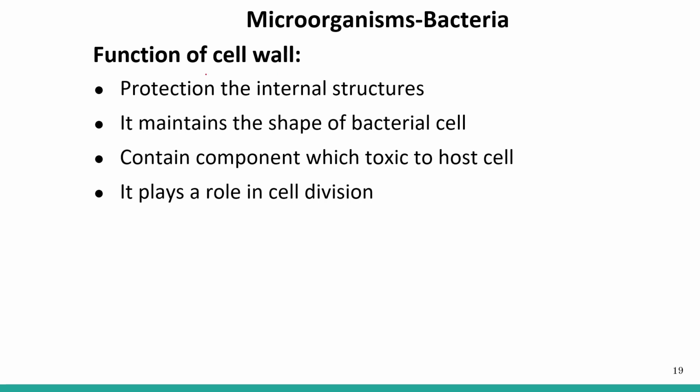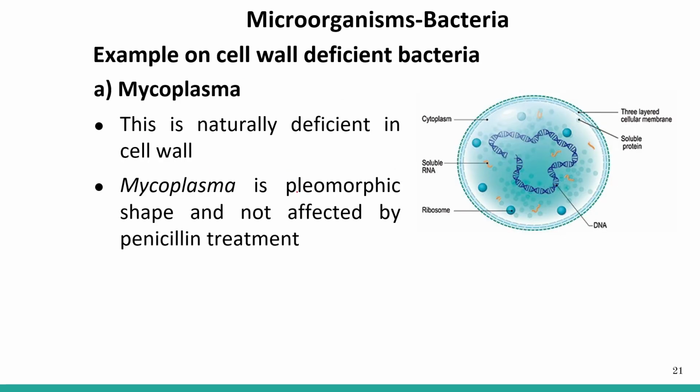So what is the function of the cell wall? It provides protection to the inner structure. It maintains the shape of the bacterial cell. Okay. So it provides a proper shape to the bacterial cell. It contains components which are toxic to the host cell. Okay. And it plays a role in cell division. So these are some of the important functions of the cell wall.